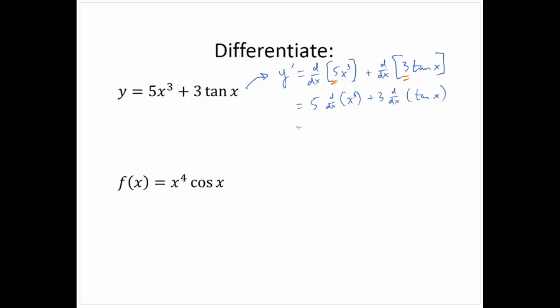Now applying the derivative. The derivative of x cubed is 3x squared. So I have 5 times 3x squared plus 3 times the derivative of tangent x, which is secant squared x. And so I can say that y prime is 15x squared plus 3 secant squared x.